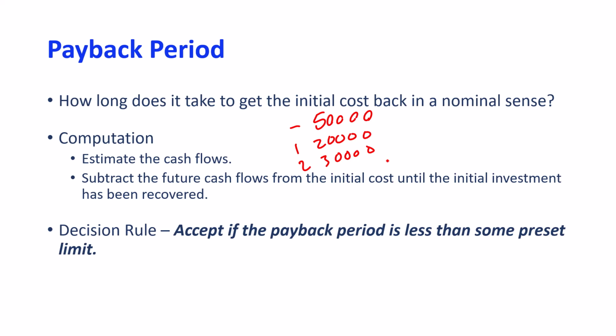So the decision rule here is to accept the project if the payback period is shorter or less than some preset limit. We call this preset limit the management number. It is a result of several years of experience by the management. For example, when they look at a project, they have some idea of the number of years it takes for that project to break even or to pay back. So it's a very arbitrary and subjective number, but usually works.